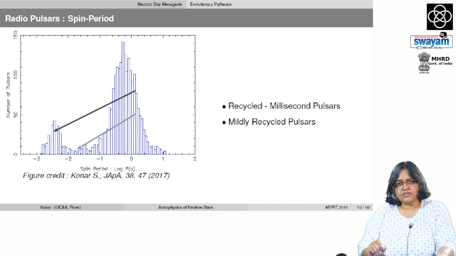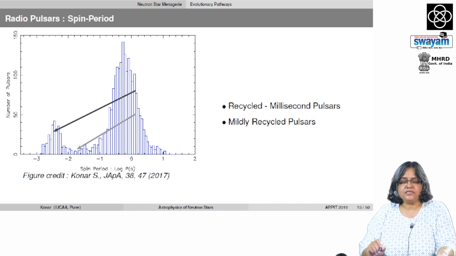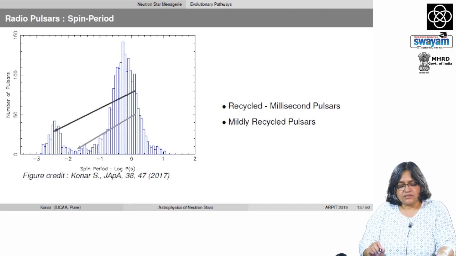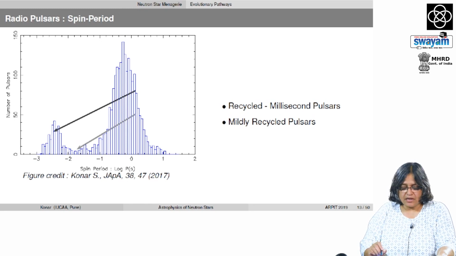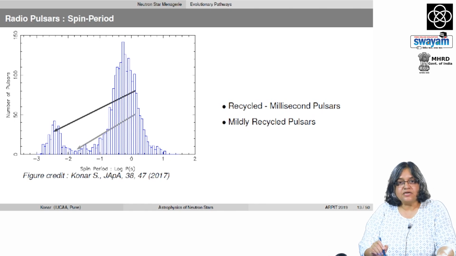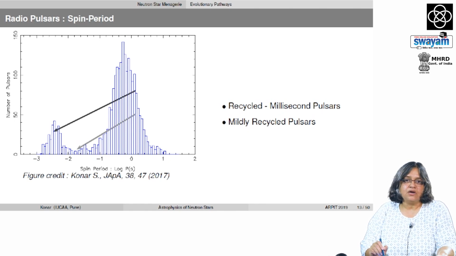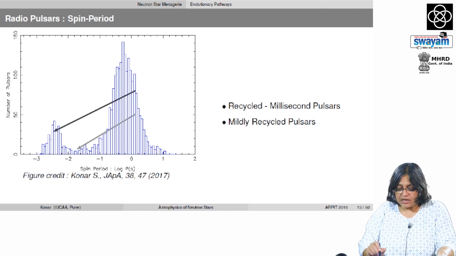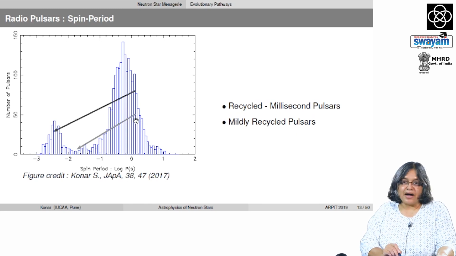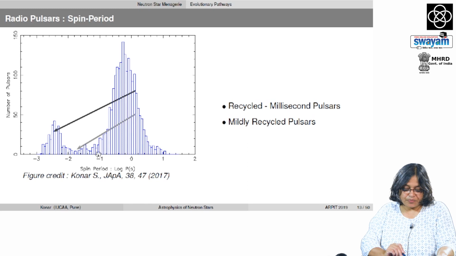If such a dead pulsar is sitting inside a binary, it has a companion, then it gets a rebirth, it gets another chance at being a pulsar again. So, what happens is it gets recycled. If it is sitting in a low mass X-ray binary, it gets recycled to millisecond spin periods, whereas if it is sitting in a high mass X-ray binary, then it gets mildly recycled and it ends up in this region.